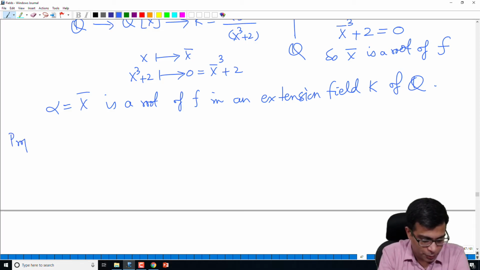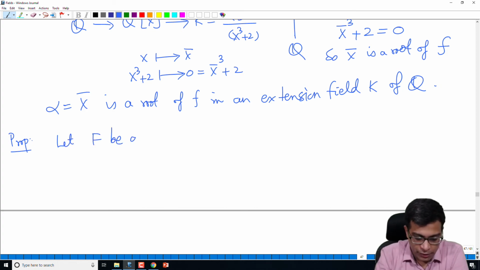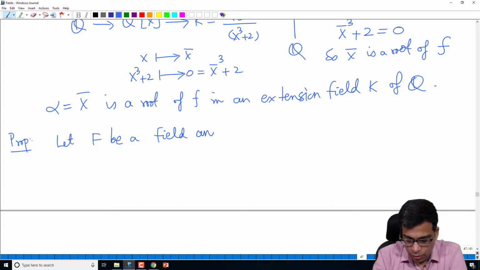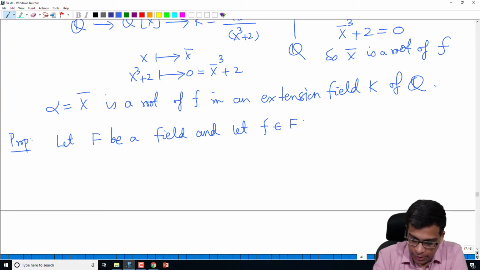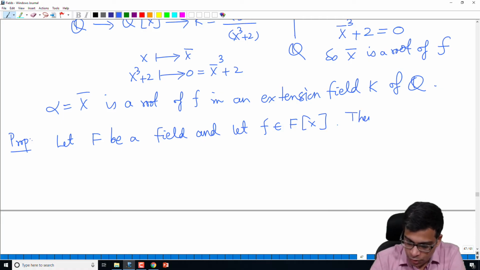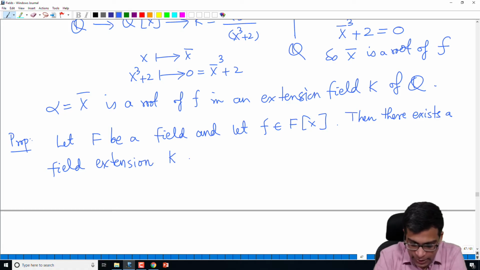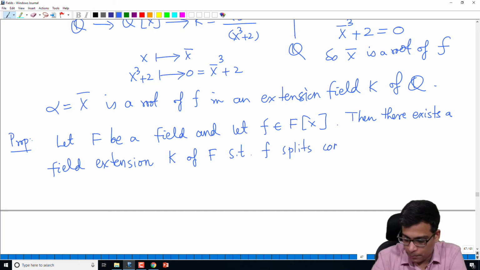So now let me write the proposition that I was writing earlier. The proposition says, let F be a field and let small f be a polynomial over capital F, and I am no longer assuming it's irreducible. Then there exists a field extension K of capital F such that small f splits completely over K.